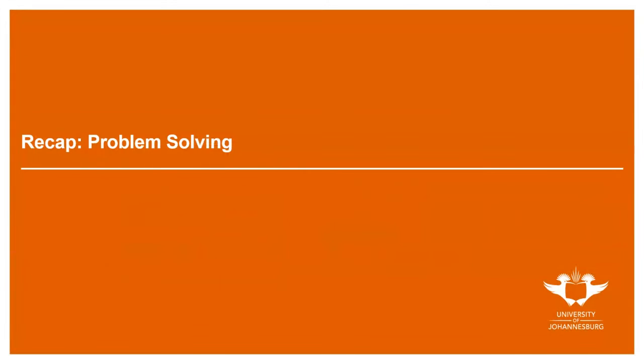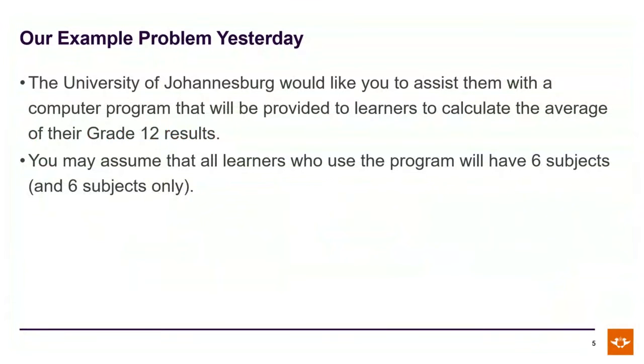Okay, let's move on. So to recap our example problem from yesterday: the University of Johannesburg would like you to assist them with a computer program that will be provided to learners to calculate the average of their grade 12 results. You may assume that all of the learners have 6 subjects and only 6 subjects. Depending on which class you were in yesterday, we may have tackled this in different ways.